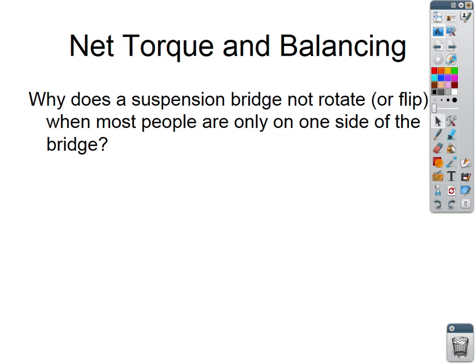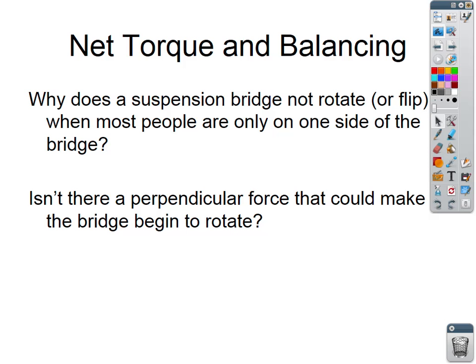There must be a counter torque to it. All right. And again, this is true even if there's more people on one side of the bridge. Why doesn't it basically break and start rotating around, like in an Indiana Jones flying across the bridge scene where he cuts the rope? Are there perpendicular forces that could make the bridge begin to rotate? We will see, yes.